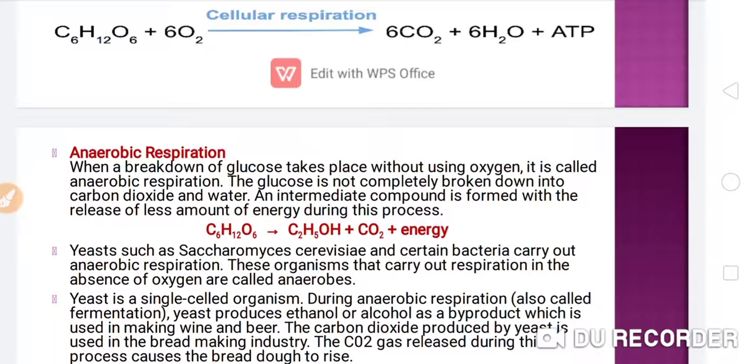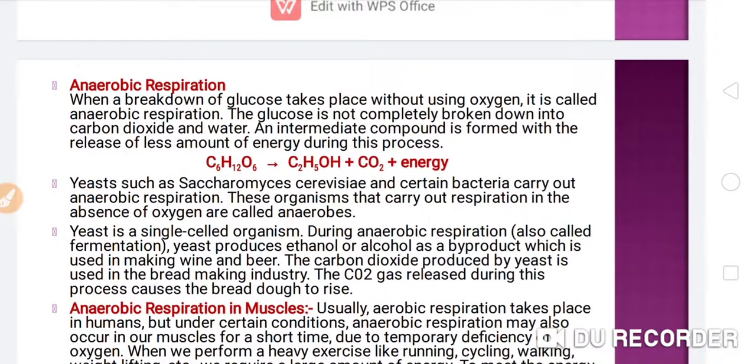Here the glucose is decomposing, but there is no presence of oxygen. It will convert into ethanol and carbon dioxide, and energy will be released. What are the examples? Yeasts such as Saccharomyces cerevisiae. Saccharomyces cerevisiae and certain bacteria carry out anaerobic respiration.